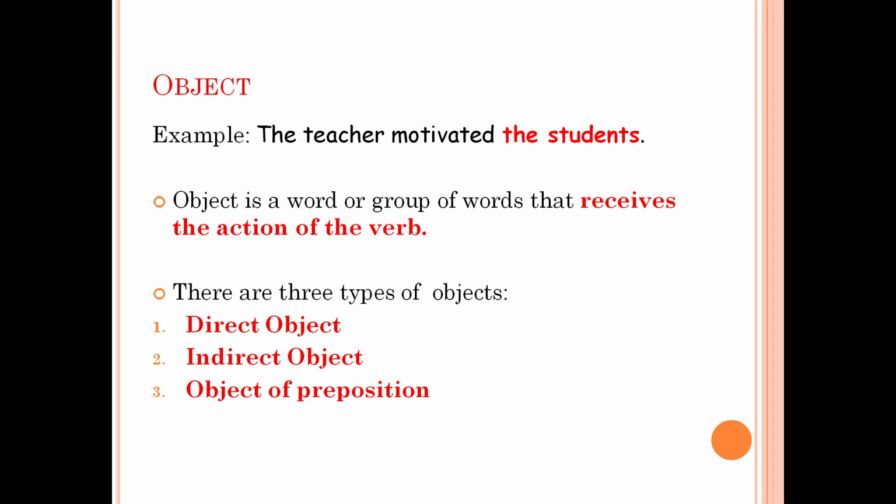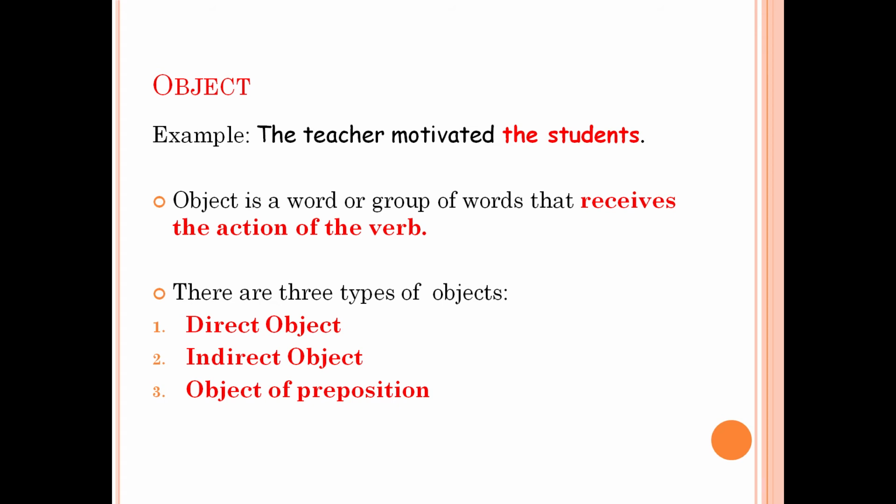The teacher motivated the students. The students is the object in this sentence, as the object is a word or group of words that receives the action from the verb. Motivated, who are motivated? The students. They are receiving this action. That's why students are the object of this sentence. There are 3 types of objects: direct object, indirect object, and object of preposition.